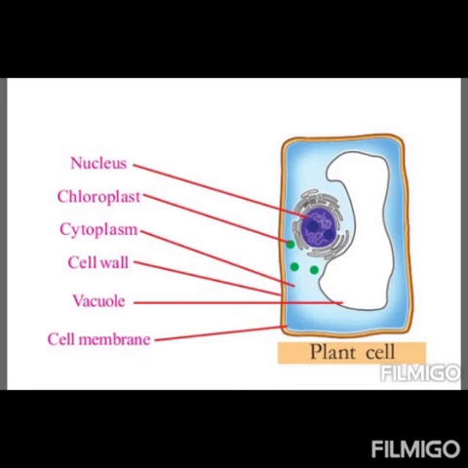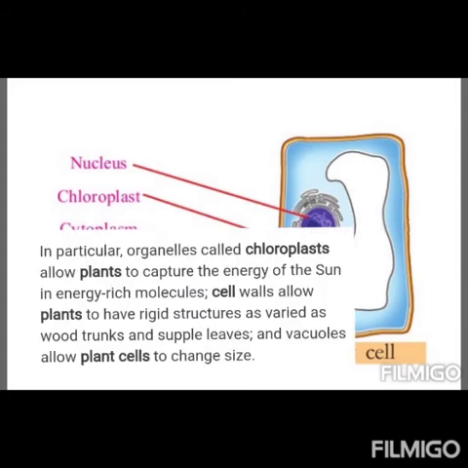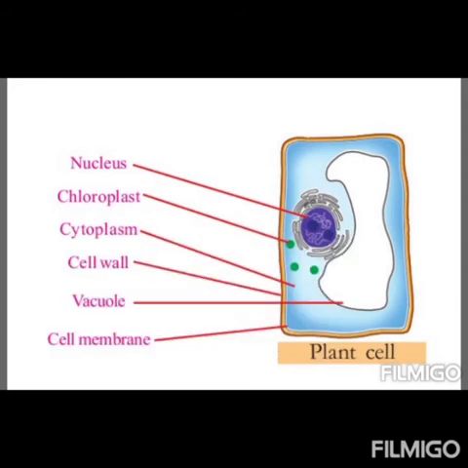First one is the nucleus. The nucleus is the center part of the cell and it controls all the activities of the cell. The second part is the chloroplast. What is chloroplast? It allows plants to capture the energy of the sun in energy-rich molecules. Chloroplasts are those which allow plants to capture the energy of the sun during photosynthesis. Next one is the cytoplasm. Cytoplasm, as we said earlier, is a matrix filled inside the cell.